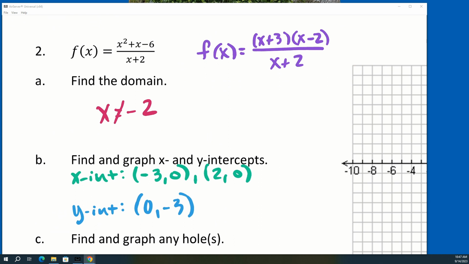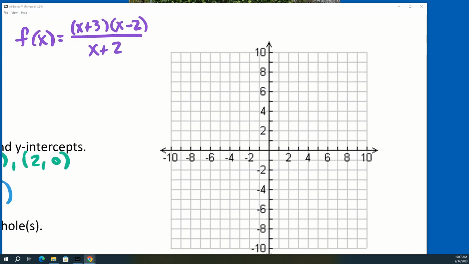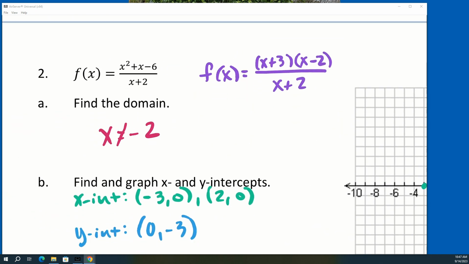All right, so I'm going to go over and graph all those things, my x-intercepts and my y-intercepts. Wait, how'd you get the y-intercept again? Okay, you're going to put 0 in for the x's in the original. So I just kind of cover them up.